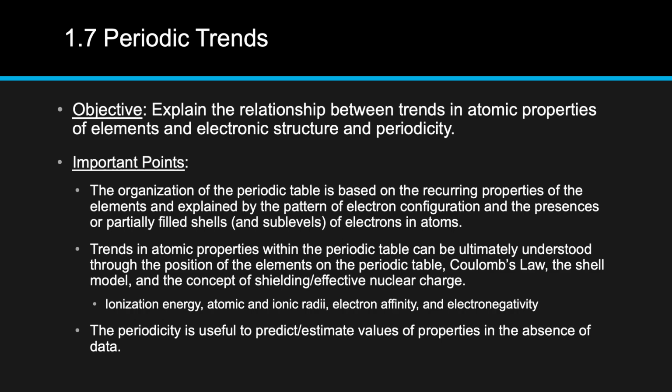All of these trends come back to a few key ideas: where the element sits on the table, Coulomb's law, the shell model, and then the concept of shielding and effective nuclear charge. The really useful part is that these patterns repeat in a predictable way, and that means if we don't have exact data for an element, we can still make a pretty good prediction just by looking at its position on the periodic table.